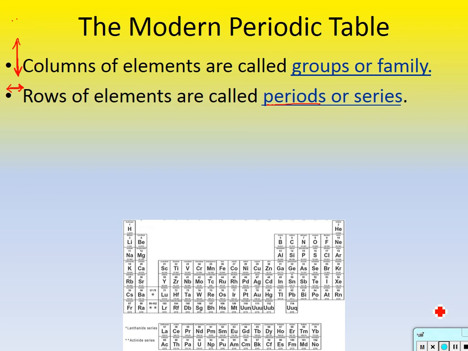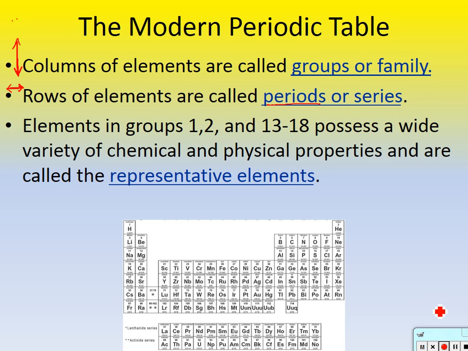Okay, so rows are called periods or series. Elements in groups 1 and 2 and 13 through 18 possess a wide variety of chemical and physical properties and are called the representative elements. Guys, the representative elements would be groups 1 and 2. This is 1 and 2. And 13 through 18 are these guys over here. So the s orbital block and the p orbital block, these guys are called the representative elements. They possess a wide variety of chemical and physical properties.